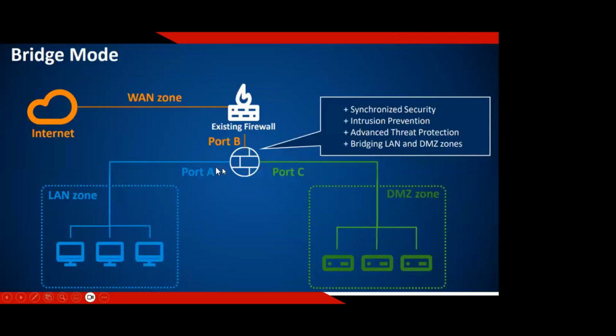All right, so what is bridge mode here? Let's say you have an existing firewall and you don't want to replace it. Without changing the internal IP address or topology, you can deploy and protect your network through bridge mode configuration. Let's say you have a Cisco router that doesn't have any security features such as synchronous security, intrusion prevention system, advanced threat protection. All right, this can be protected with the help of Sophos firewall by bridging the LAN and DMZ zone with your existing firewall as per this diagram. So we can use all the features of Sophos firewall to protect against the latest threats.